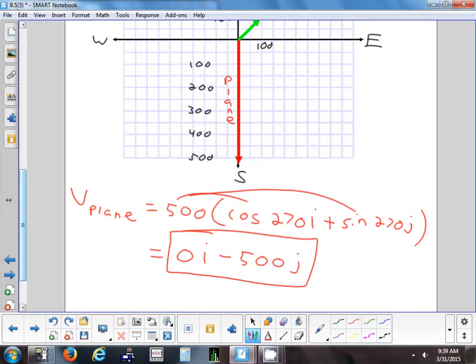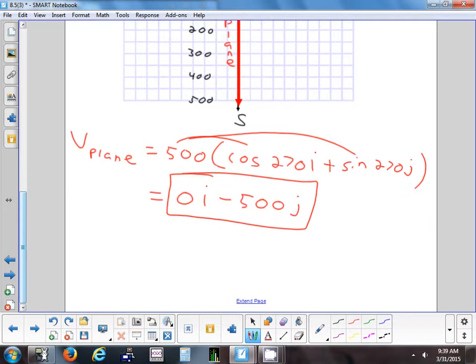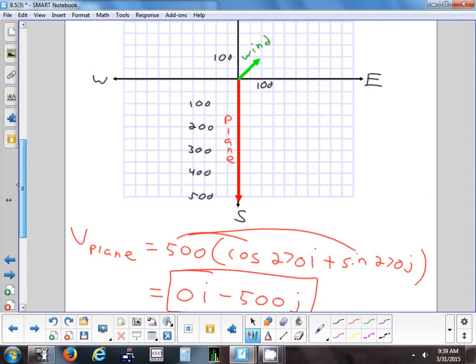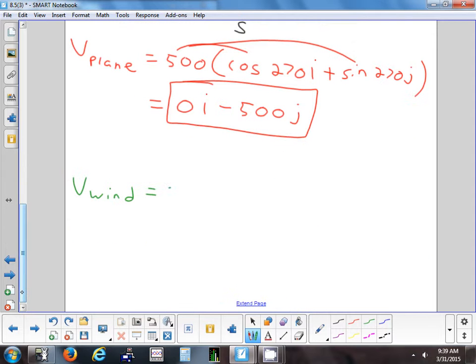All right, now we need the velocity vector for the wind. Okay, what was the speed the wind was blowing at? Yeah, 80 miles an hour.